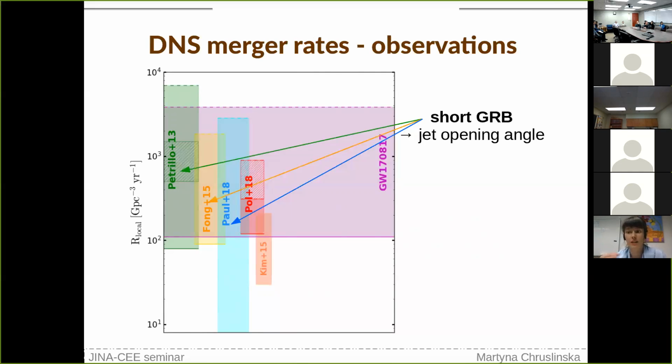The reason why this range allowed by observations is so wide, well, one of the reasons, but probably the main, is the weakly constrained jet opening angle of the jet emission from short gamma ray bursts. So if this emission is more collimated, then the upper limit is higher. And if it's more isotropic, then the lower limit will go down. And we also don't really know what fraction of those bursts comes from double neutron star mergers.